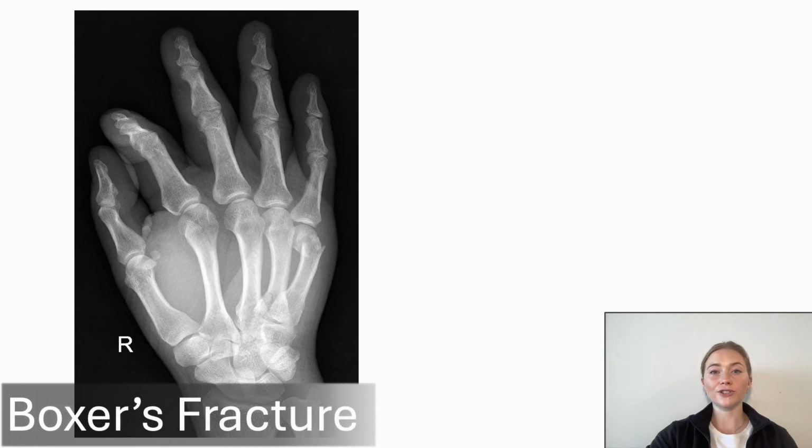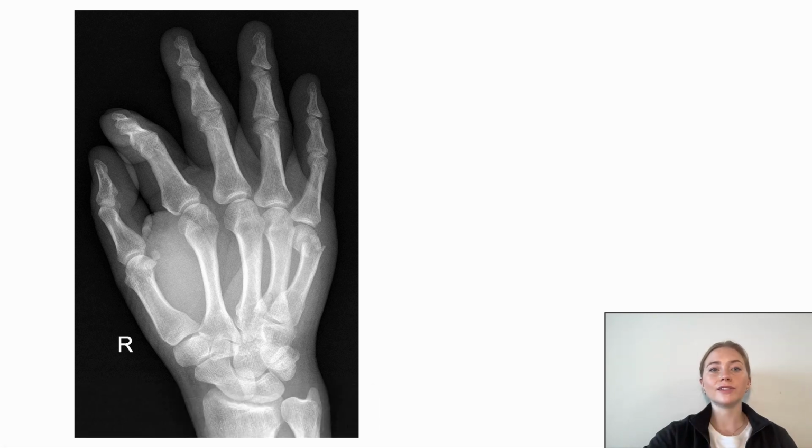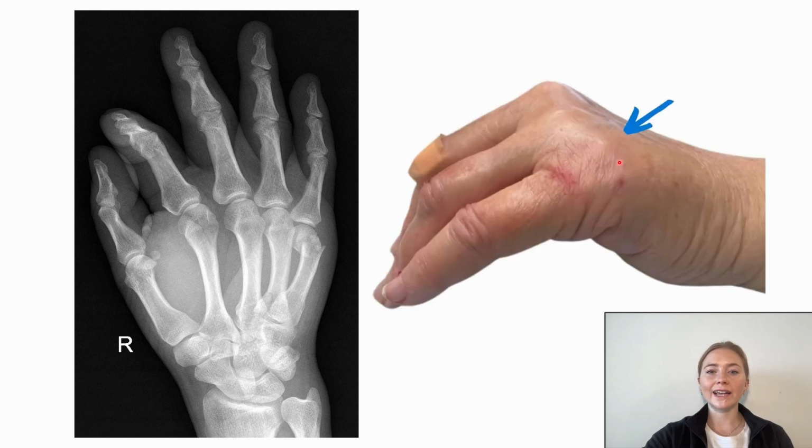Next, a boxer's fracture is named after the common mechanism of injury, punching something at a high enough speed or with enough impact to cause a fracture in the fifth metacarpal, so the small finger metacarpal bone. It is classified as a break of the fifth metacarpal neck, as seen on the X-ray here. This is a commonly seen fracture in the emergency room, and usually angulation of this type of fracture is dorsal, which causes a characteristic bump with swelling and pain on the dorsal ulnar edge of the hand, as shown here.